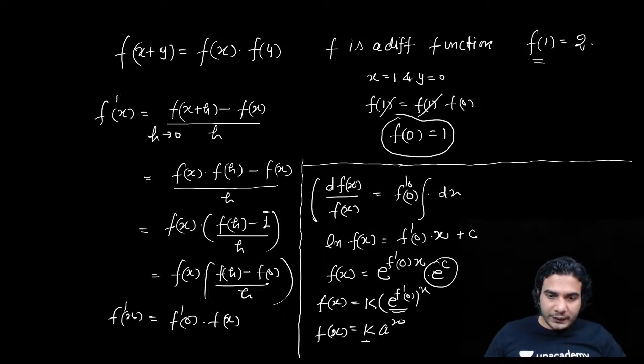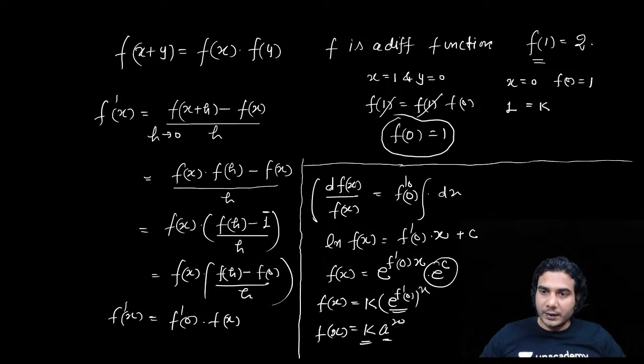Now we need to find these two values, k and a, all right? So we know two values, f of 0 is 1. So first we'll put x is equal to 0 and f of 0 is equal to 1. So use it, 1 is equal to k times a raised to 0. So from this we'll get k is equal to 1, all right? Now we have got fx is equal to a raised to x.